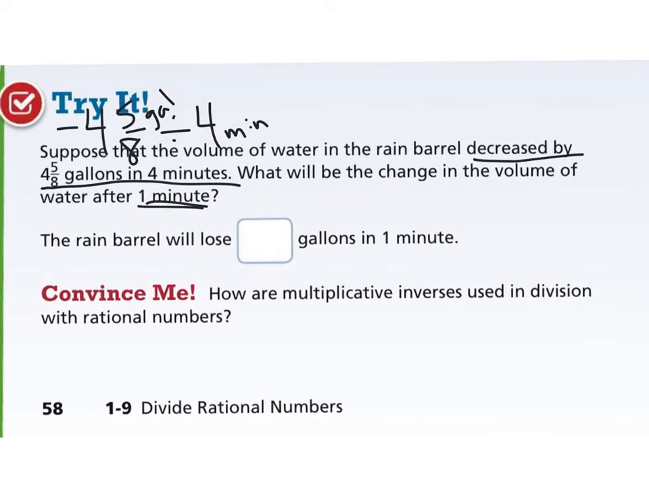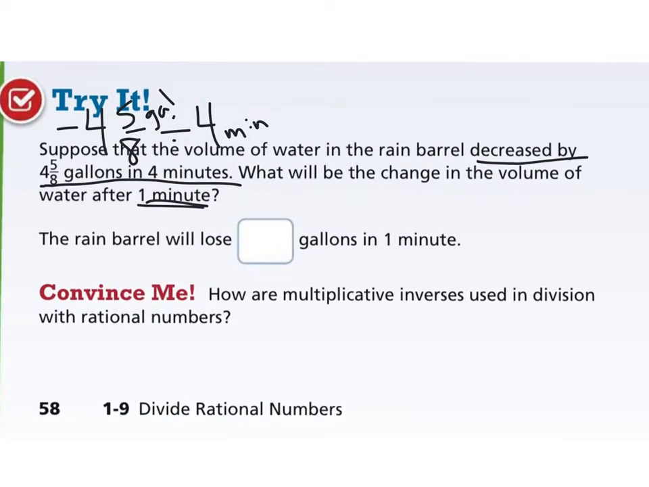Okay, so it's going to lose. Since it says it's going to lose, then we could just say 1 and 5/32. By it saying lose, that's the assumption that it's negative.